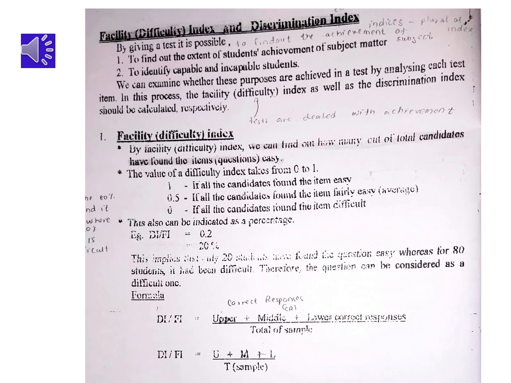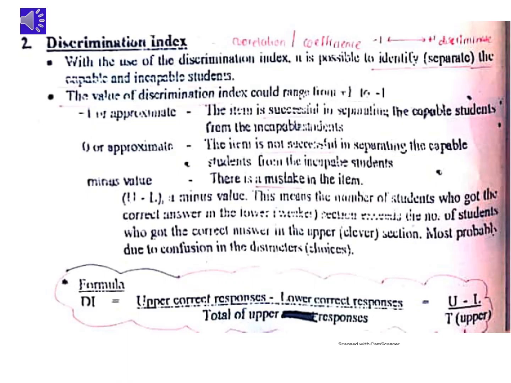We will be discussing all these things later, right? Remember, the facility index takes the value from 0 to 1. From the facility index, we can know how many students out of the total found the question easy. Now the second index, discrimination index. With the use of discrimination index, it is possible to identify or separate, right, the capable and incapable students.